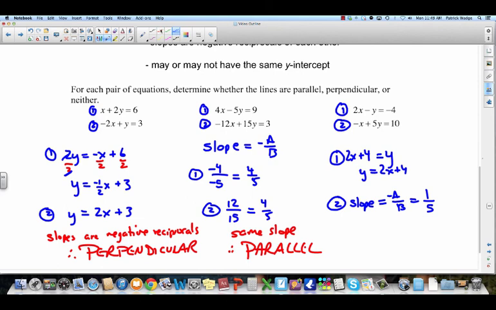So we have one slope of 2, and we have another slope of 1/5. What do you say about those? I say there's nothing interesting really at all. It's neither. It's not parallel, and it's not perpendicular.